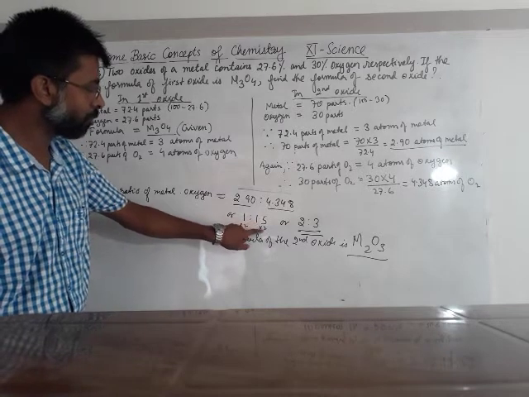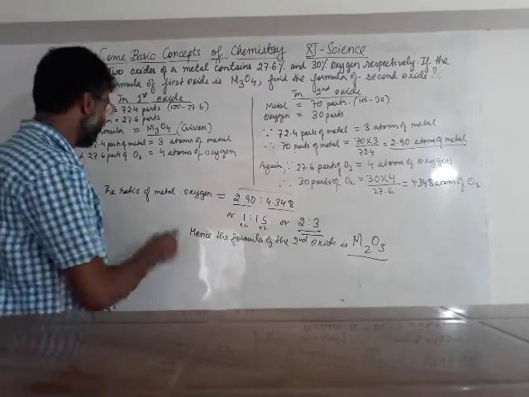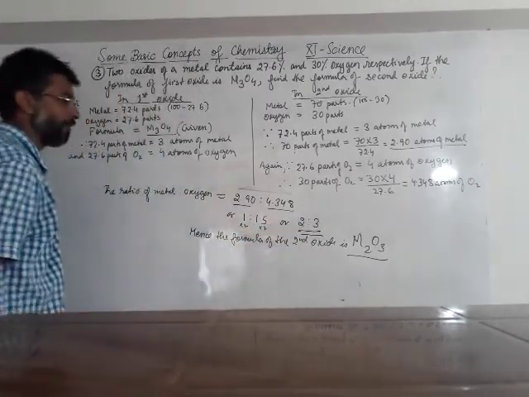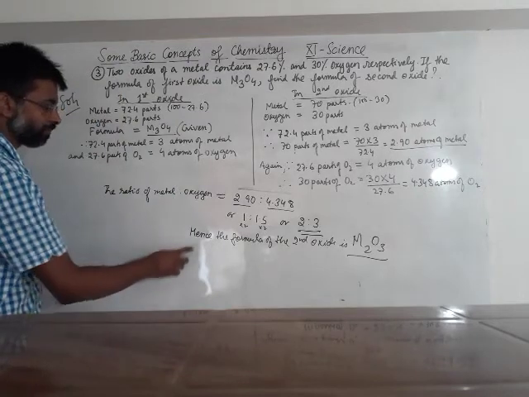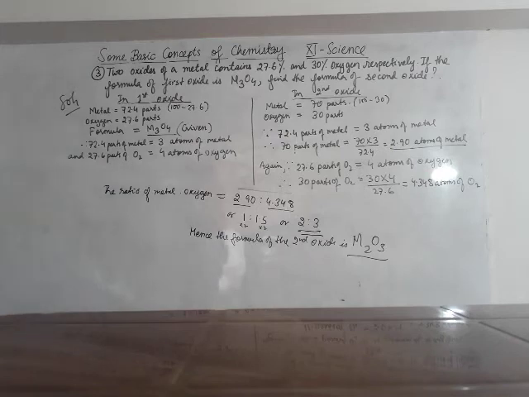So 1.5 into 2 gives me 3. And here 1 into 2 will give me 2. So I am getting the ratio of metal is to oxygen as 2 is to 3. Okay. After all rounding off. Hence the formula of the second oxide is M2O3. So this is a problem which is based on law of multiple proportion.